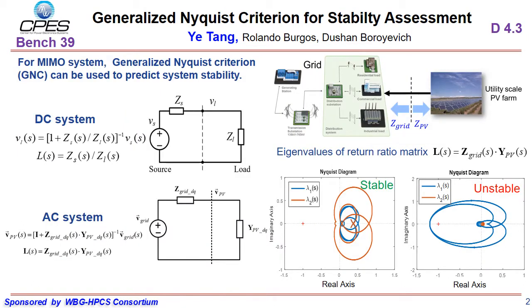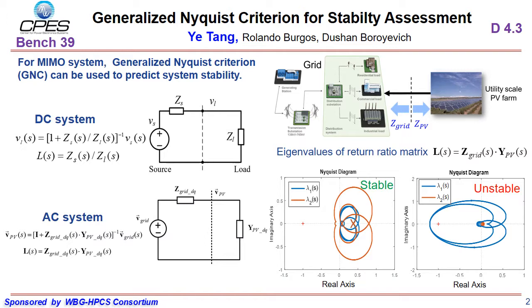To assess the stability of PV connection, the method used is called Generalized Nyquist Criterion, GNC for short. The advantage is that it doesn't need the dynamic models of the source or the load. We all know how Nyquist criterion can be used in the DC system. In the AC system, after Park transformation, all the variables become DC values in steady state. So GNC can be developed for AC system based on AC impedance in DQ frame.